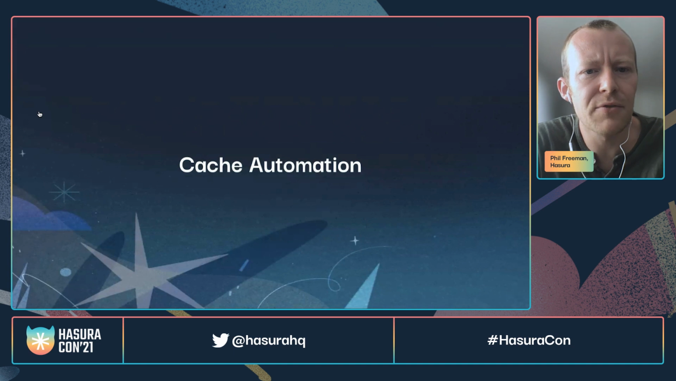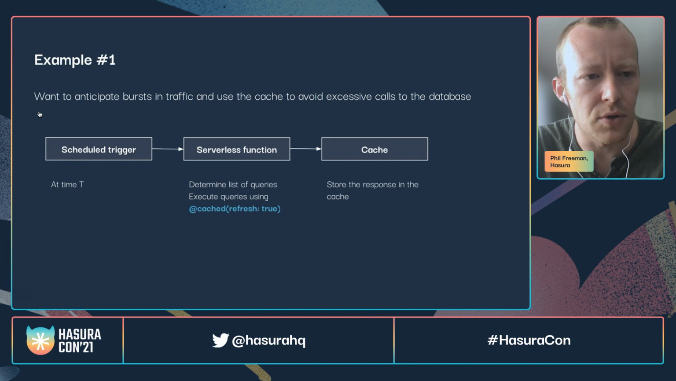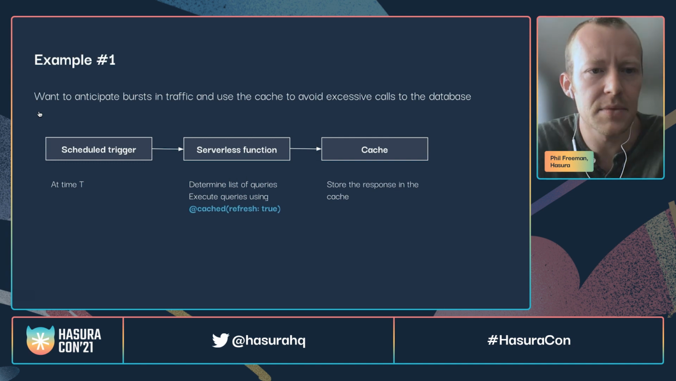So we'll have a look at a few different examples of ways in which we can use all of these different features to automate the construction of the cache. This is an advanced feature. You definitely don't need to use this, but it can be useful in some cases.